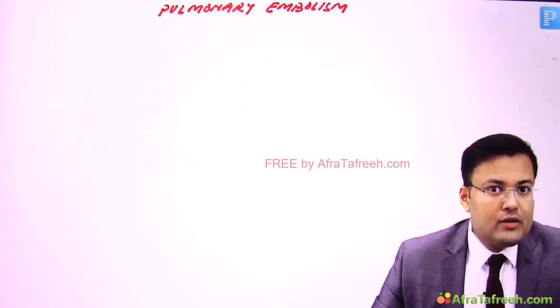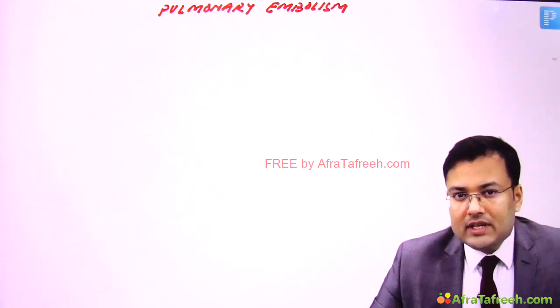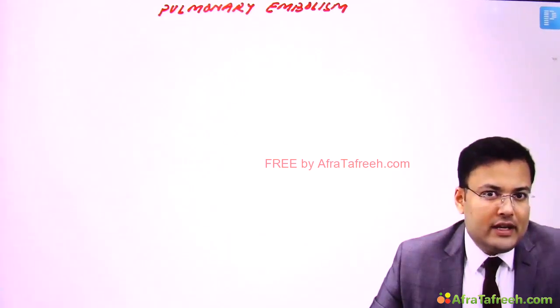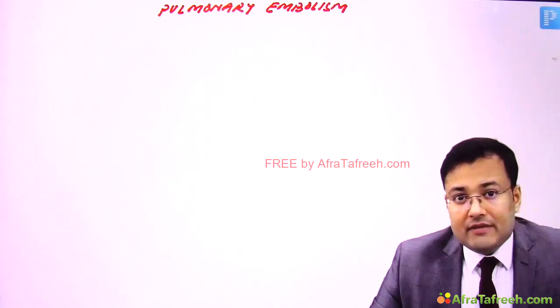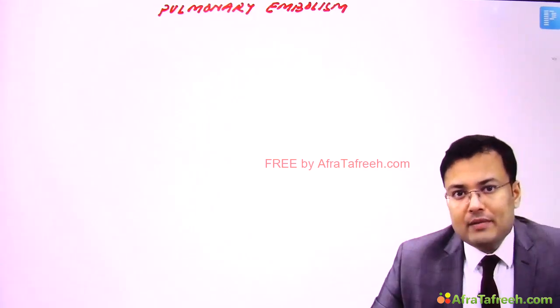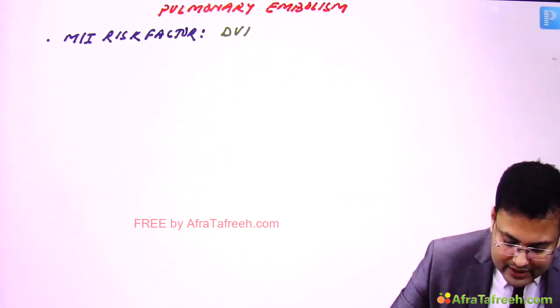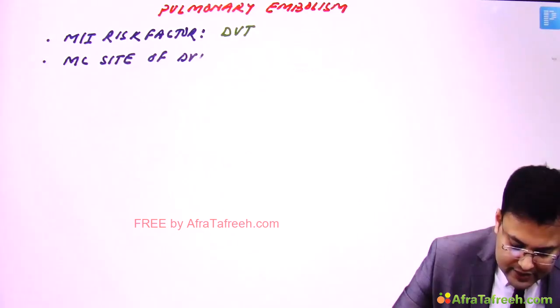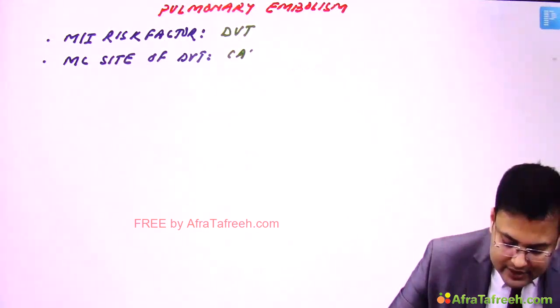Now see the important points related to DVT. What is the most common site of DVT? It is the calf or soleal vein. And what is the most common site of DVT leading to pulmonary embolism? That is the thigh vein or femoropopliteal vein. So three important points. First, what is the most important risk factor for pulmonary embolism? That is DVT. Second, what is the most common site of DVT? That's the calf or soleal vein.